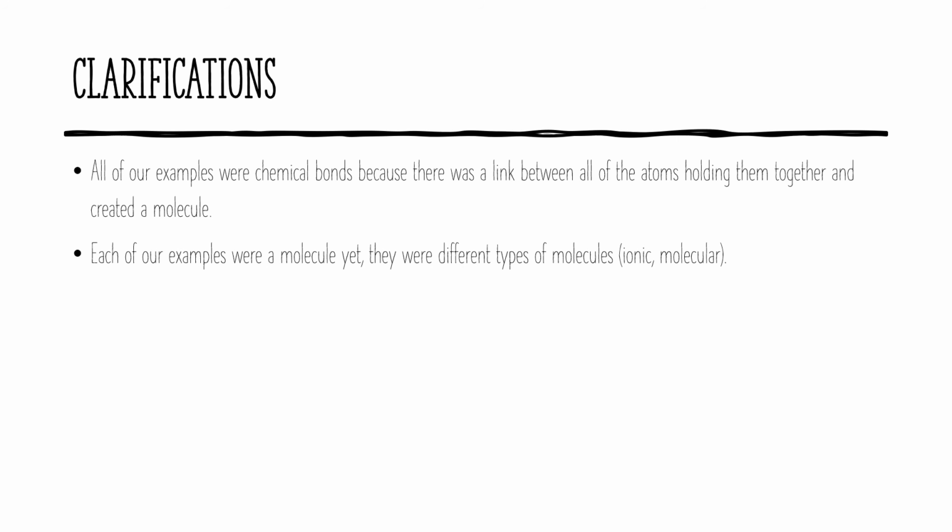Clarifications. All of our examples were chemical bonds because there was a link between all of the atoms holding them together, which created a molecule. Each of our examples were a molecule, yet they were different types of molecules, ionic or molecular. Let's explore in more detail. Stay tuned.